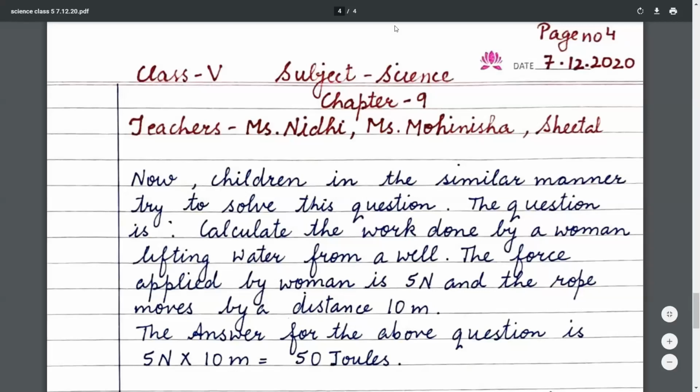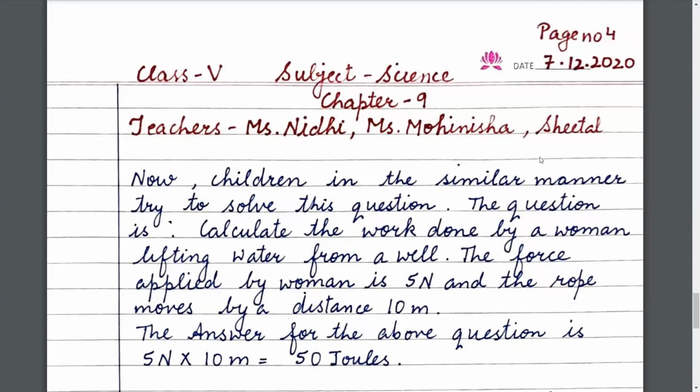Now children, in a similar manner, try to solve this question. The question is, calculate the work done by a woman lifting water from a well. The force applied by the woman is 5 Newton and the rope moves by a distance of 10 meter. The answer for the above question is 50 joules.